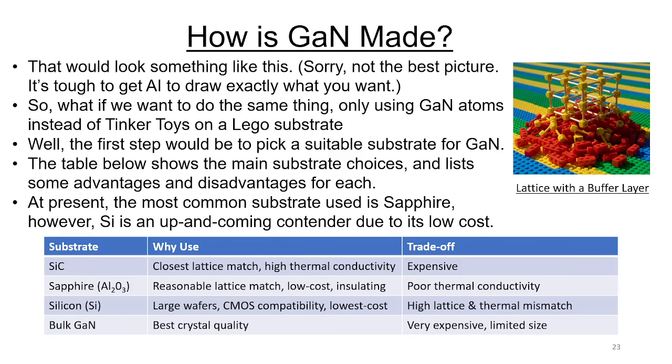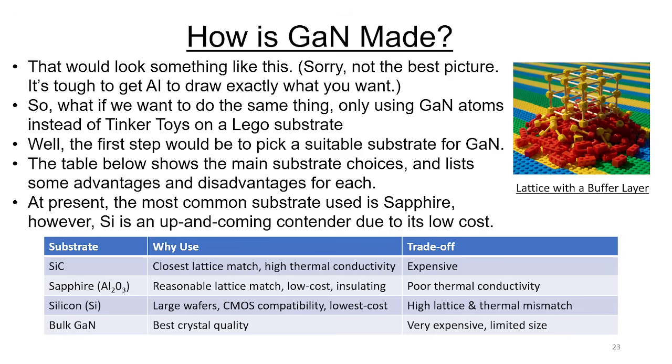And that would look something like this. And sorry, this is not the best picture. It's tough to get AI to draw exactly what you want. But I think everyone gets the idea here. So we're adding all these red Legos as a buffer layer. So what we want to do with this, with atoms, the first step would be to pick a substrate.